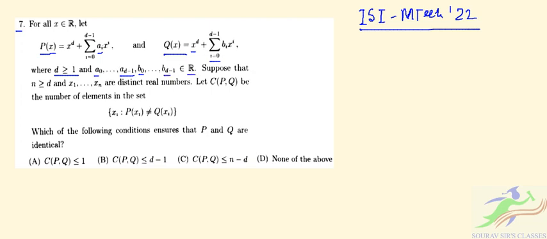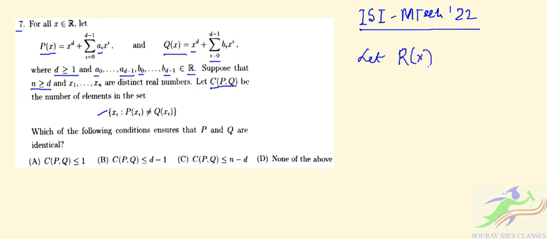Suppose that n is greater than or equal to d and x_1 to x_n are distinct real numbers. Let c(P,Q) be the number of elements in the set of x_i where P(x_i) is not equal to Q(x_i). Then we have to find which of the following conditions ensures that P and Q are identical.